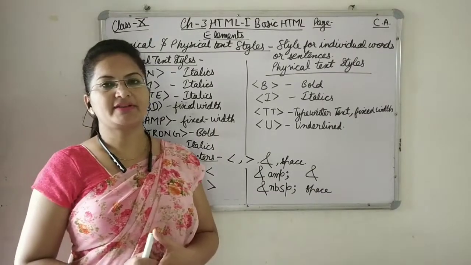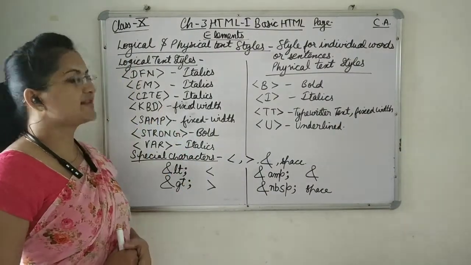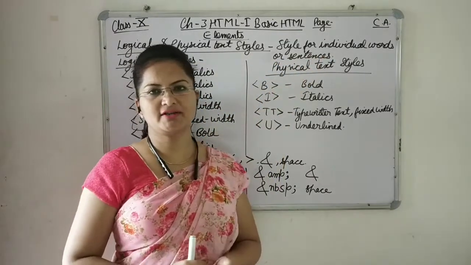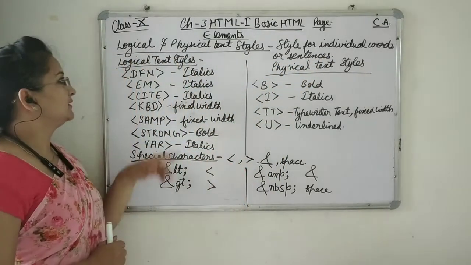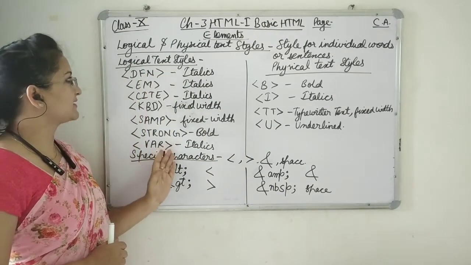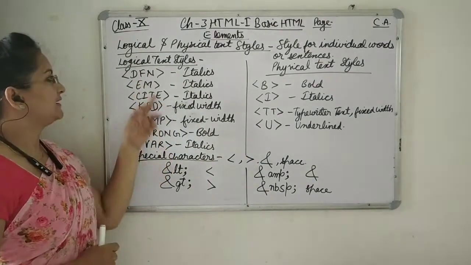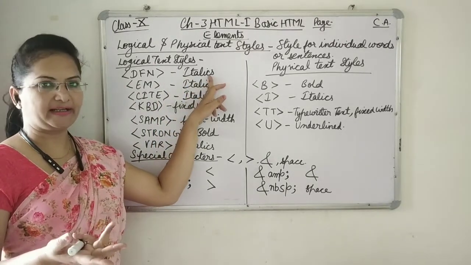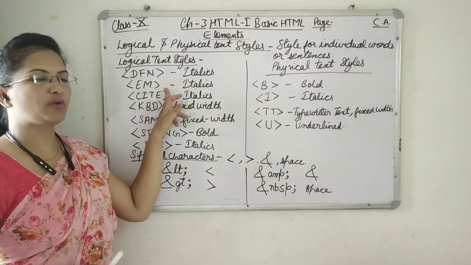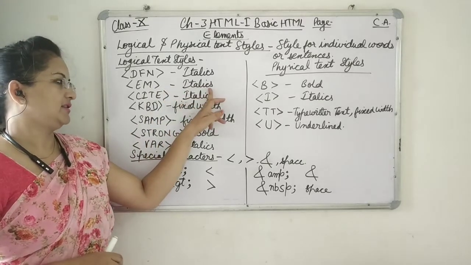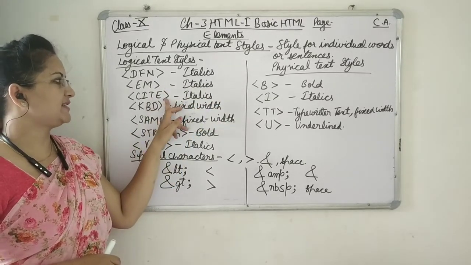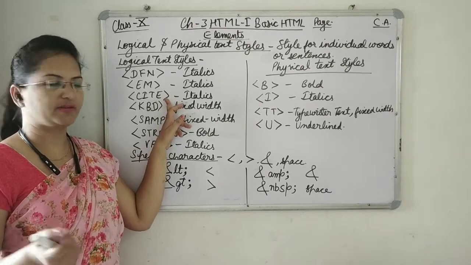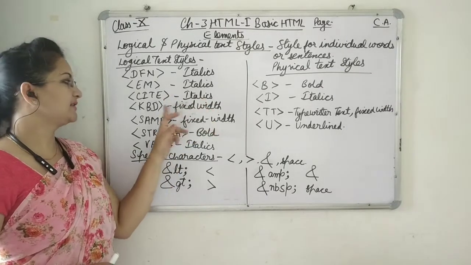Now students, we will study logical text styles and physical text styles. These are simply to style some words or sentences. We have some tags in logical text styles. DFN to define something, so it is slightly italic. EM to emphasize the words, it is italic. Then cite, to simply give the title of a book or the title of a film, so it is also italic.